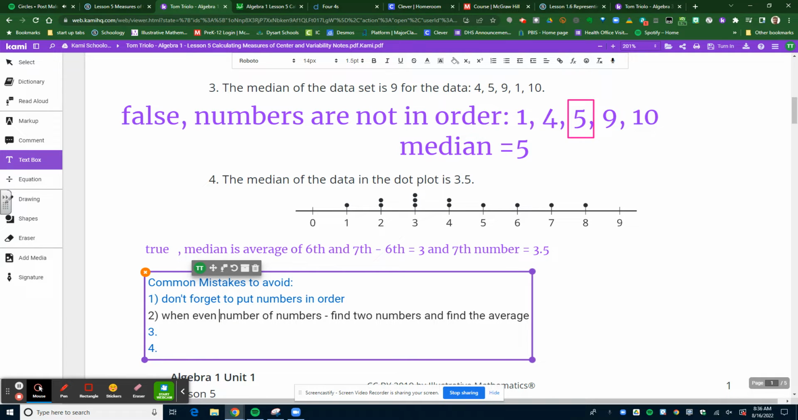All right, what else we got? How did we find the middle number when they weren't written? How did we find the middle numbers on 4? What do we count? The dots, okay? Dot plot. Count dots, find middle.